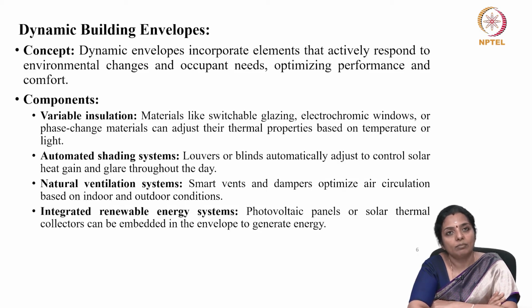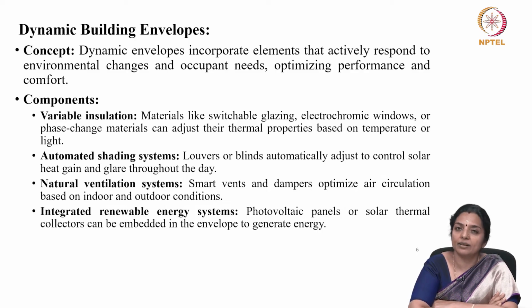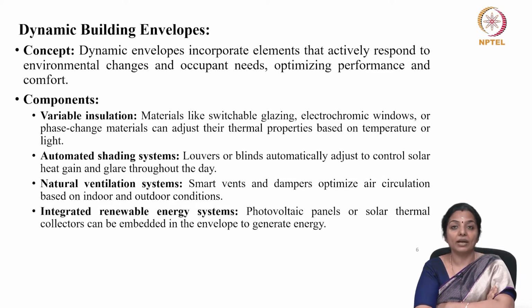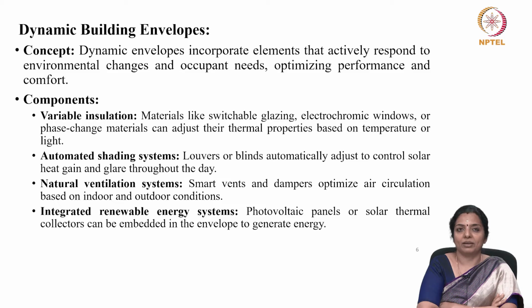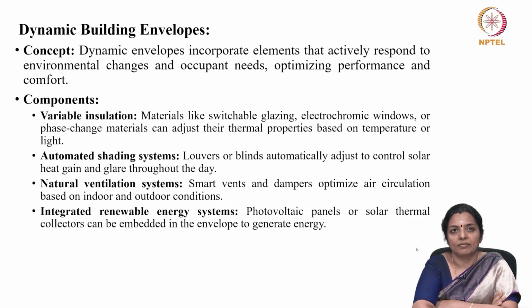This kind of envelope also responds to an occupant's need. The occupant can decide whether he wants the solar radiation to get inside the building or not. Therefore, the building performance gets optimized and the indoors remain comfortable. These have various components. The insulation is variable. So, you have materials like switchable glazing, you have electrochromic windows.